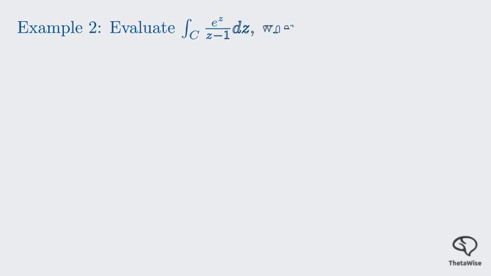For our second example, let's use the actual Cauchy integral formula to solve a complex integral. Let's find the integral of e to the z divided by z minus 1 around the same circle as C, where the magnitude of z is 2. Our goal is to apply the formula. Let's first identify the components.